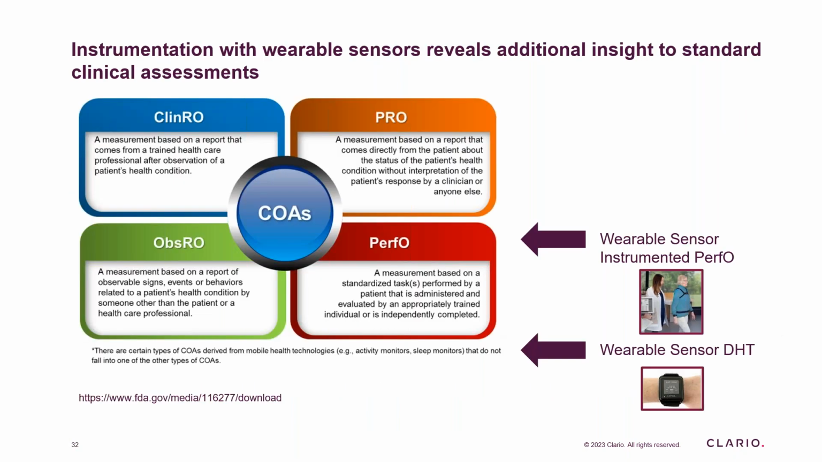So the way we would do this is by adding digital health technologies, right? An example of this is instrumenting certain assessments with wearable sensors to reveal this additional insight. So this fits wonderfully in with the traditional COAs. But when there are questions pertaining to mobility, whether it's a ClinRO, a PRO, or most commonly a PerfO, it's helpful to add instrumentation to assess these in an objective way with a multitude of endpoints available that are very reliable over time. Next slide, please.